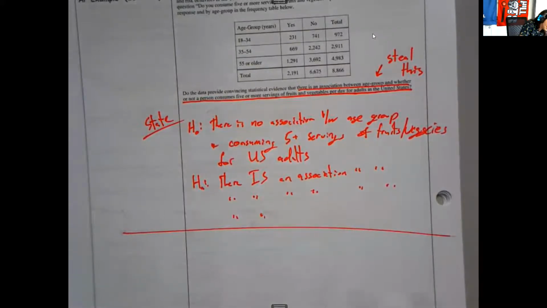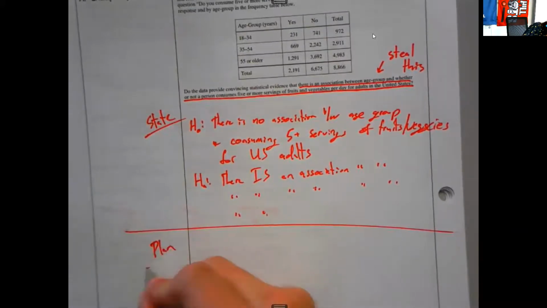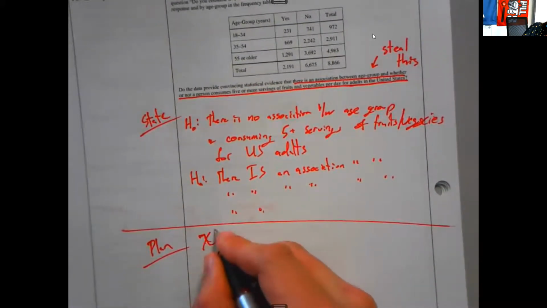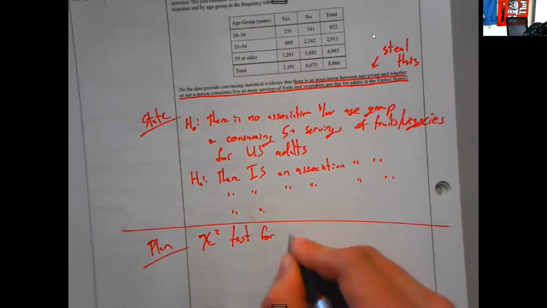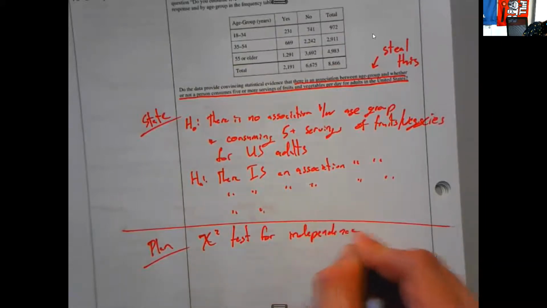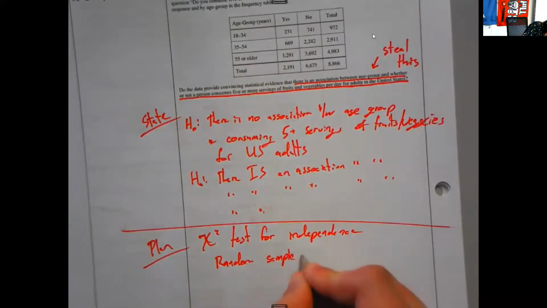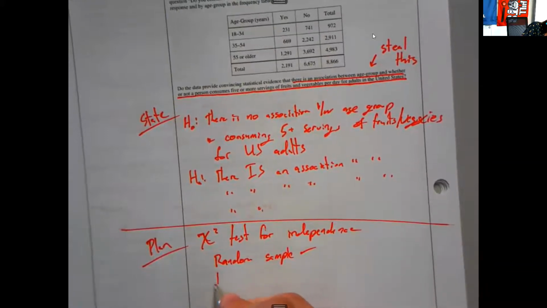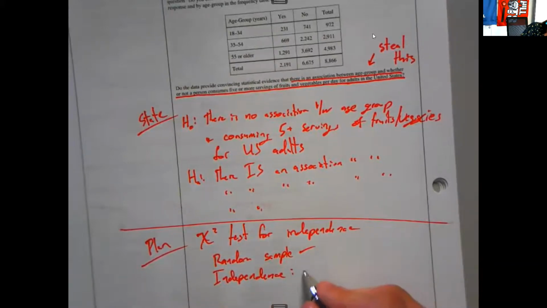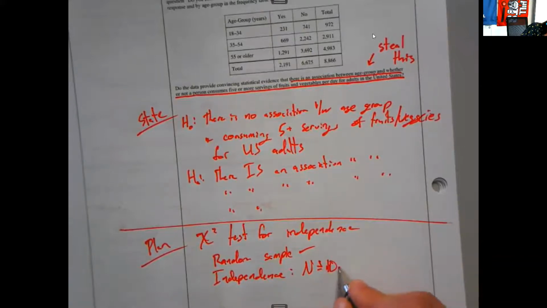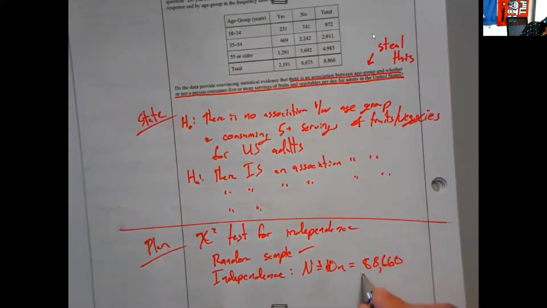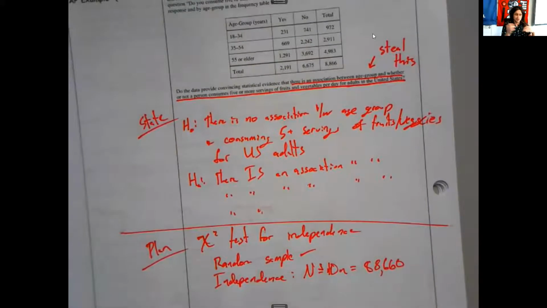Develop the hand cramp. Plan step. We're going to perform a chi-square test for independence. We had a random sample that was told to us. Check. We have independence. How do we have independence? Big N is greater than or equal to 10 times little n. That is 8866. The U.S. adult population is clearly larger than that.